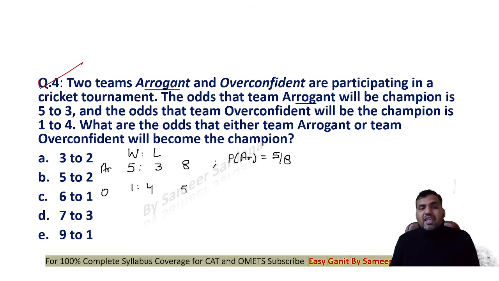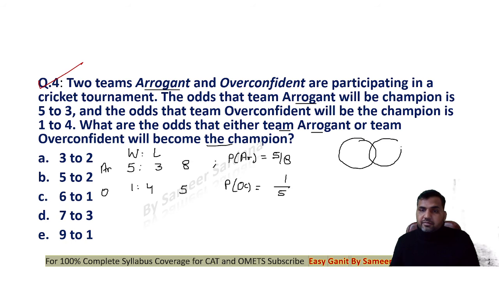That means out of five chances, one chance that overconfident will win. Now, what are the odds that either team arrogant or team overconfident will become the champion? It's a very simple question, guys. It's a question of union of sets.